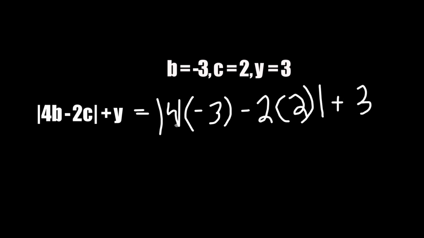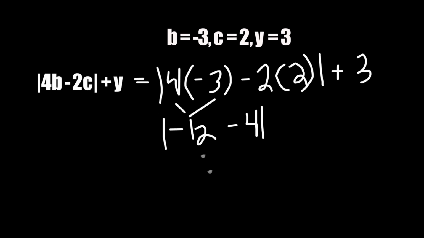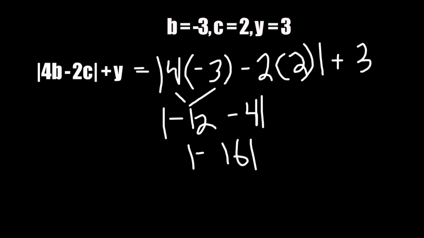So now let's solve. 4 times negative 3 is negative 12, minus 2 times 2 is 4, and negative 12 minus 4 equals negative 16, and the absolute value of negative 16 is 16, so 16 plus 3 equals 19.